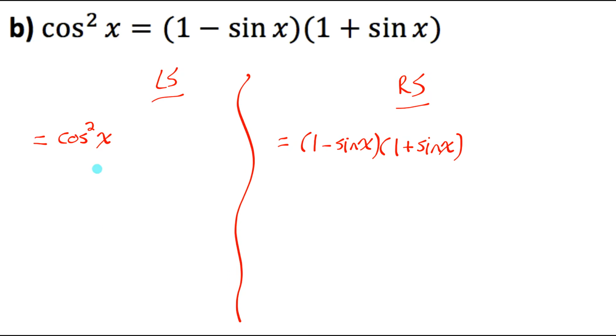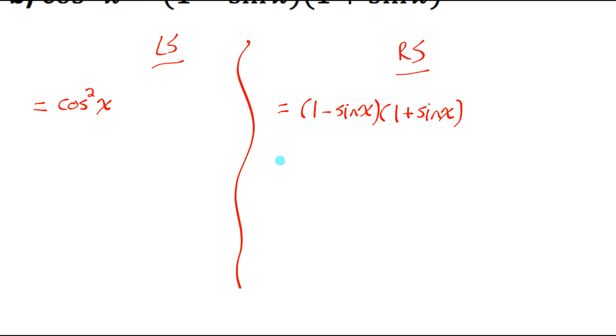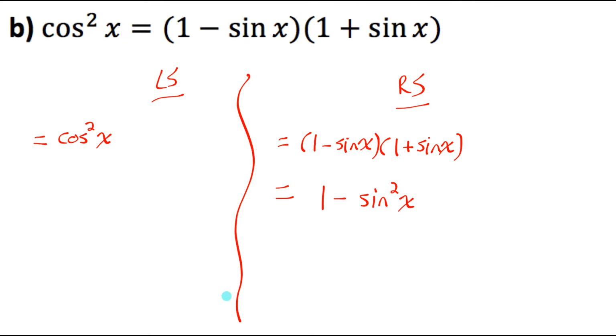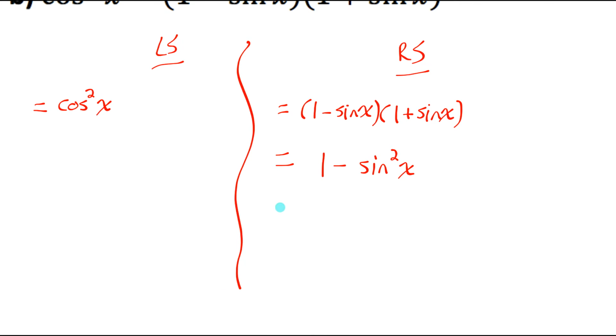Now the left side, I don't think there's anything worthwhile doing to the left side. That's already pretty simple. On the right side, notice I have a difference of squares. An a minus b times an a plus b is equal to a squared minus b squared. So it would be equal to 1 squared, which is 1, minus sine squared. So I've got 1 minus sine squared x. And based on the rearranged Pythagorean identity, I know that 1 minus sine squared x is equal to cos squared x. So that one's done already. Left side equals right side.